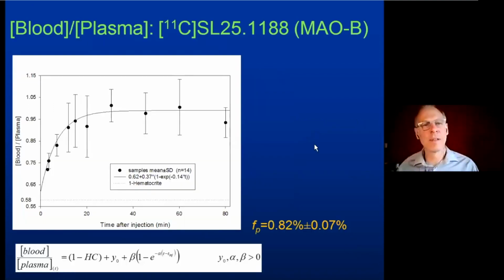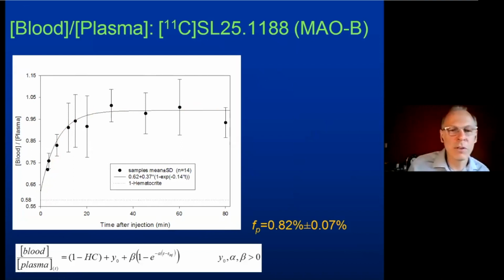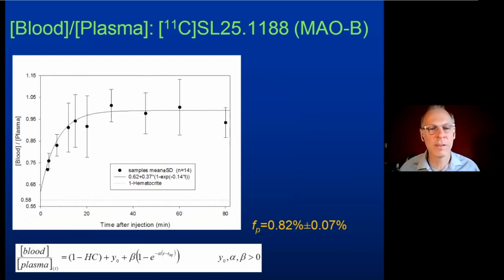So this is the ratio blood to plasma for SL25, and we can see that it increases quicker at the beginning and later arrives at a plateau. And the initial value is very close to 1 minus hematocrit. The interpretation of this plot is not that the SL25 is entering slowly into the red blood cells.